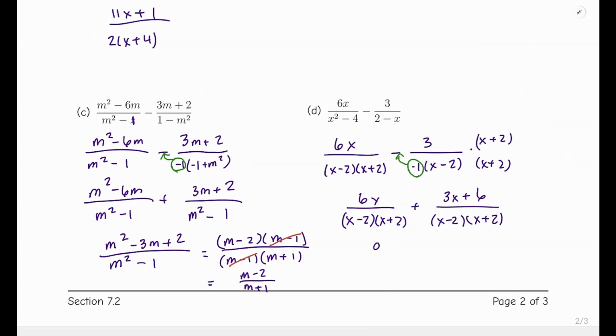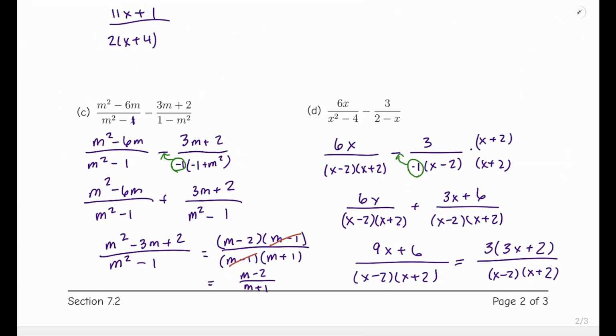Combine like terms, we get 9x plus 6 over x minus 2, x plus 2. Factor the numerator, we get 3 times 3x plus 2 over x minus 2, x plus 2. So even though I was able to factor it, it's not able to reduce because none of the factors match.